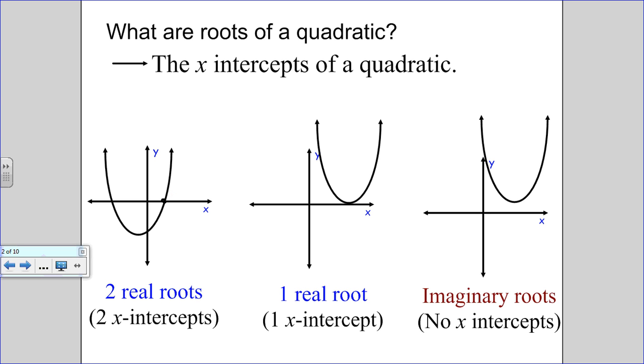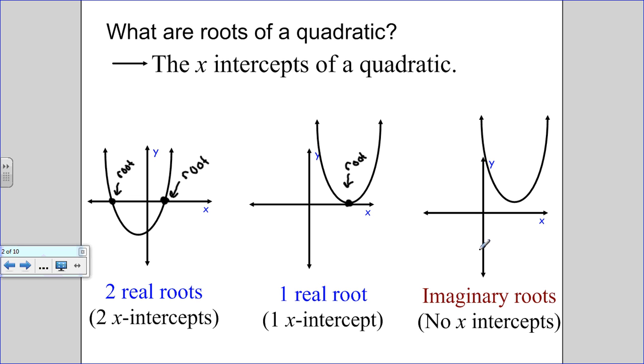So this here, this intersection with the x-axis is a root. This other intersection here is also a root. This one and only intersection here is also a root. And then when there isn't an intersection with the x-axis, the roots are said to be imaginary.